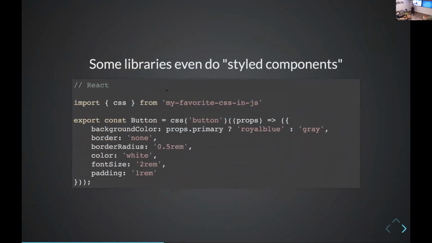Finally, some libraries will even allow you to do what I mentioned before as styled components here. So you'll bring in your function from your favorite CSS-in-JS solution. You'll pass it the HTML element that you want. In this case, it's a button. And then you'll give that a function that'll take props, and then you can dynamically style your component based on those props. And that will return to you a button component that you can pass around. There's no need to handle a class name at all. Under the hood, it may use class names. Most of them do, but you as the developer don't have to be concerned about it.